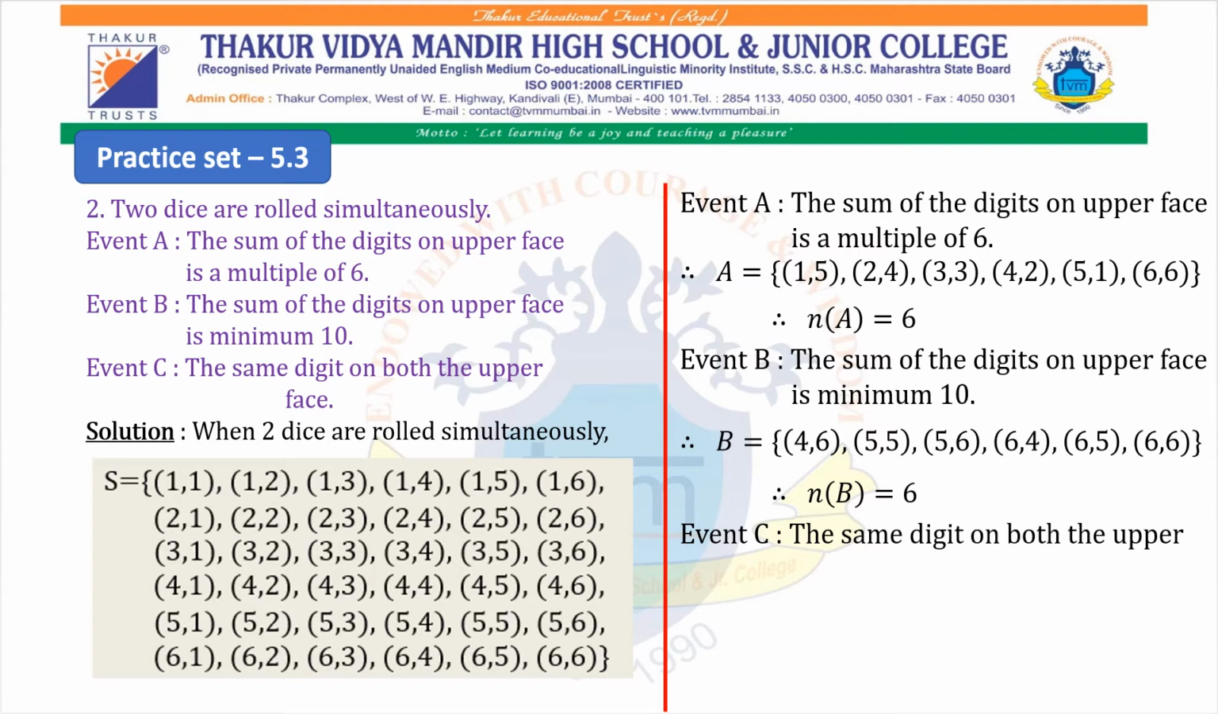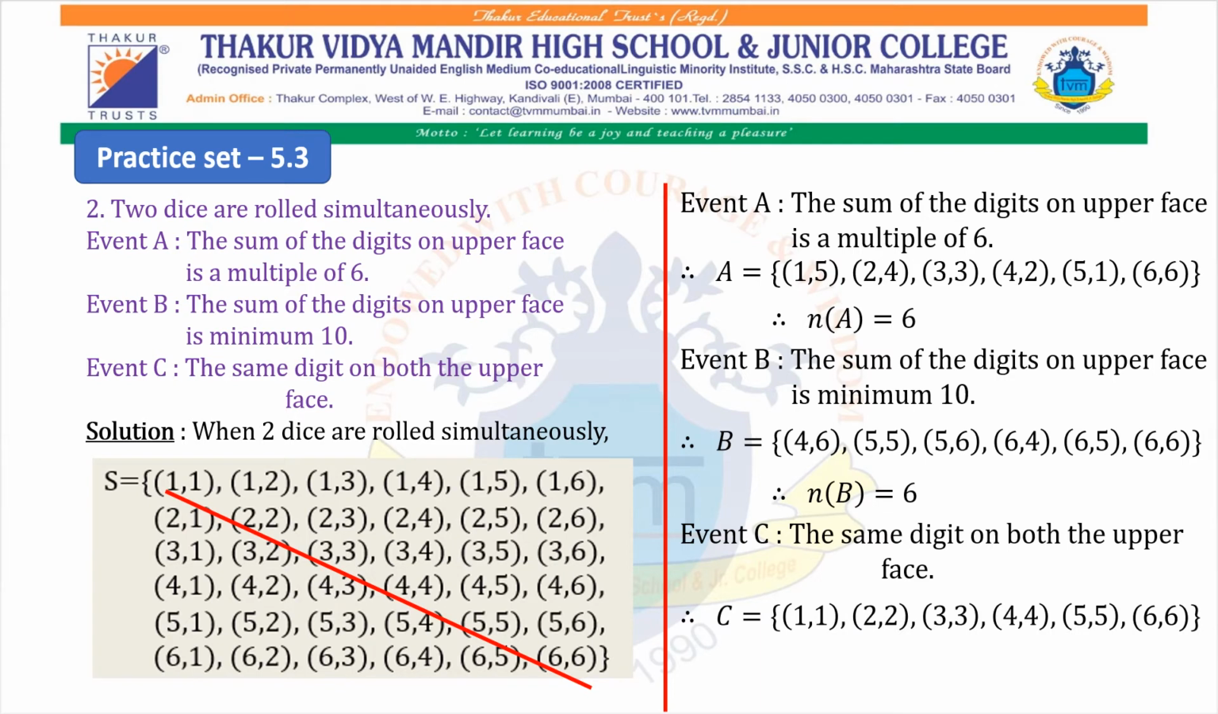Event C, the same digit on both upper faces. Therefore, C = {(1,1), (2,2), (3,3), (4,4), (5,5), (6,6)}. Therefore, n(C) = 6.